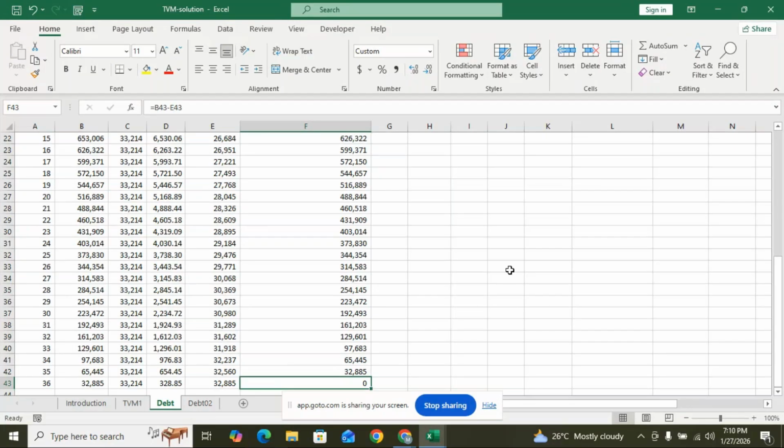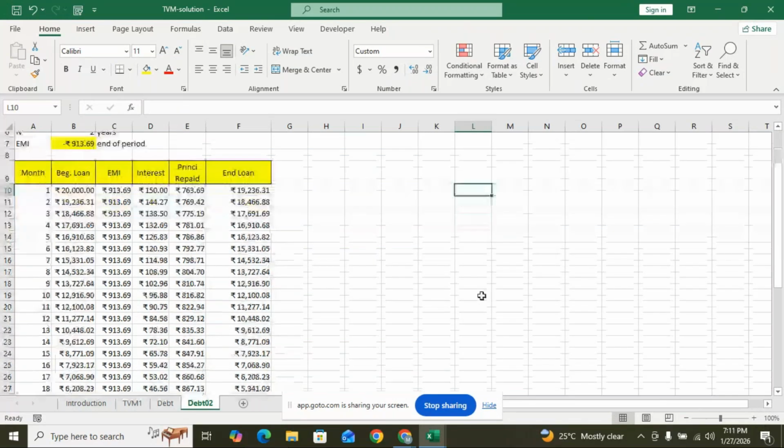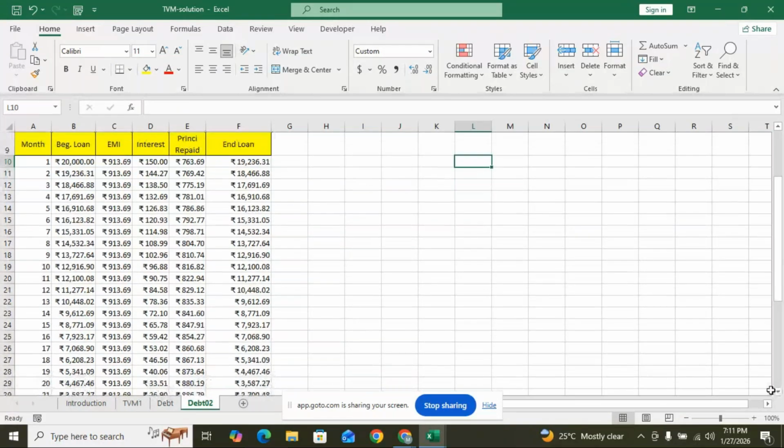So I'll just display case 2 for you. You can just cross check the answers that you've got for case 2.